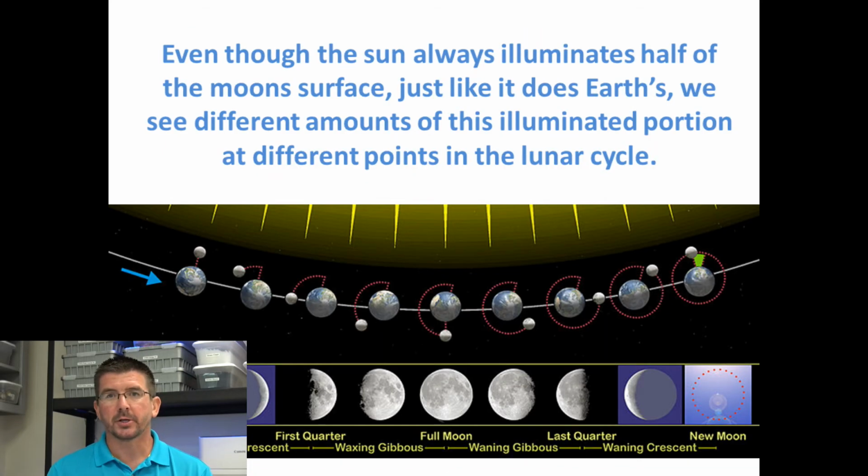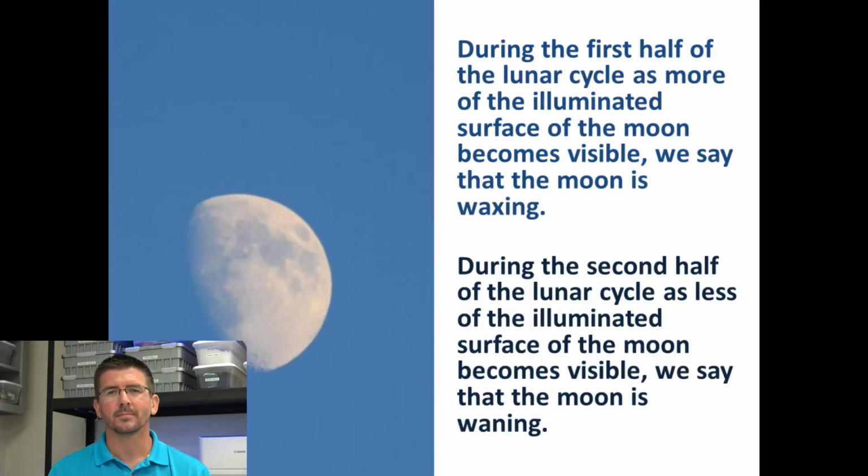Now, it's important to understand that even though the moon looks different, and some nights it might be brighter because we see a larger lit portion of the moon, in reality, just like the sun always illuminates half of the Earth, the sun also always illuminates half of the moon. We don't see different shapes in the moon because it's getting different amounts of sunlight. We see different shapes in the moon because we're looking at the moon from different angles and seeing different amounts of the lit portion of the moon.